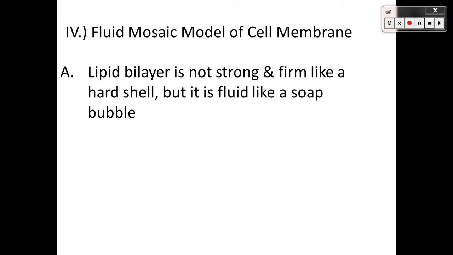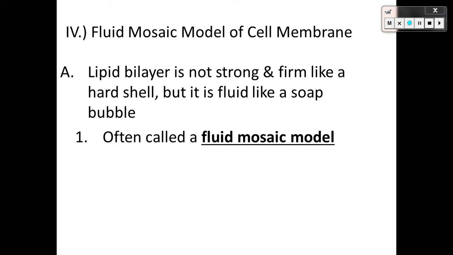Sometimes we also refer to the cell membrane as the fluid mosaic model. The reason it's called fluid is because the lipid bilayer, that cell membrane, is not strong or firm like you would think of a cell wall or a shell. It is actually very fluid and it's always in motion. It's kind of like a soap bubble. It's called a mosaic because if you've ever seen a mosaic, you know that it's a piece of art made up of lots of little pieces of maybe ceramics or tiles or glass. It's got lots and lots of pieces all over to make a picture.